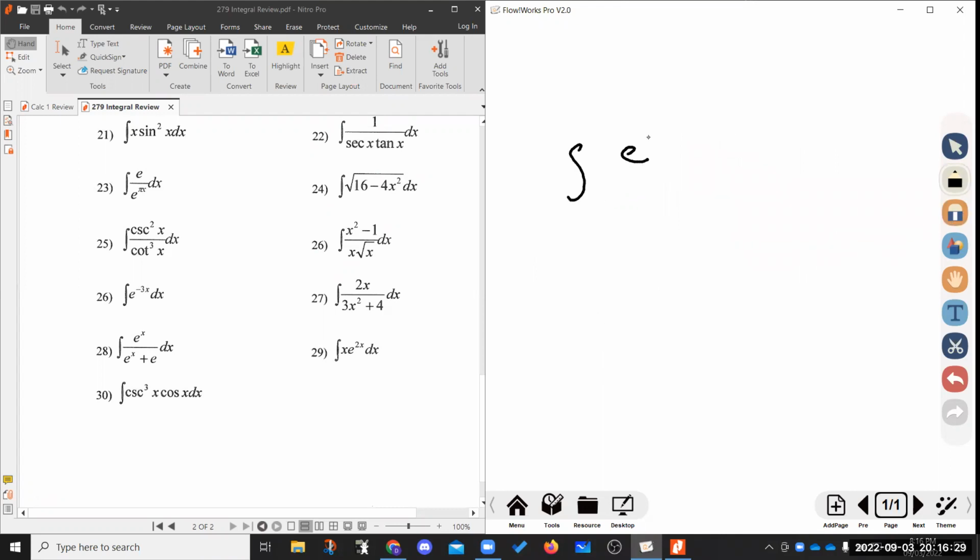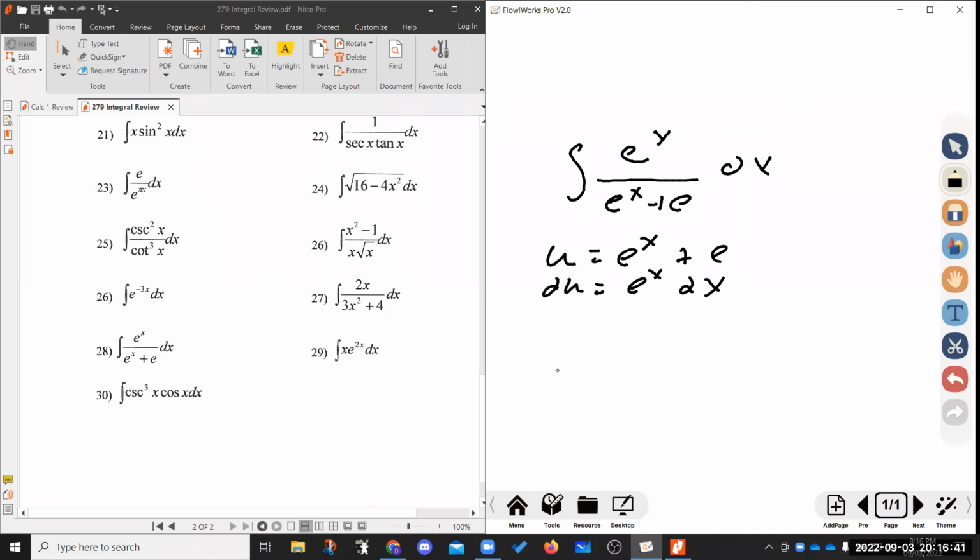Integral of e to the x over e to the x plus e dx. The denominator here is u. E is just a constant, that doesn't bother me. So this is du over u. It's going to be ln of e to the x plus e plus c.